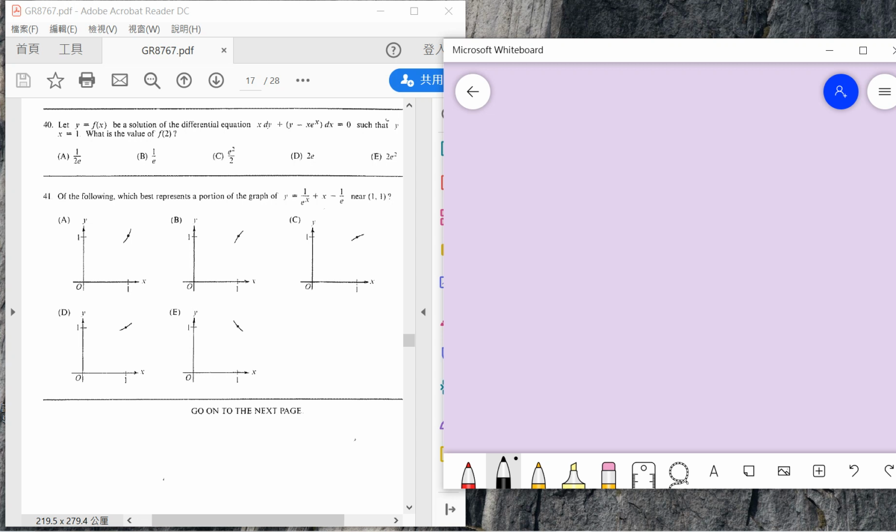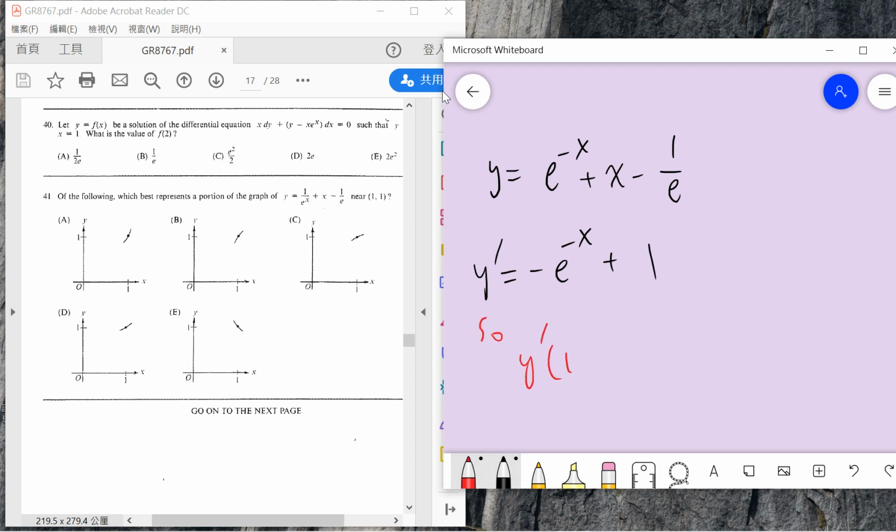So the standard procedure is you first calculate the first derivative and the second derivative. The first derivative will tell you the slope, and the second derivative will tell you the upward or downward. So y is exponential minus x to the power x, this one. When y is 1, y prime is 1 minus 1 over e, and y double prime is 1 over e.